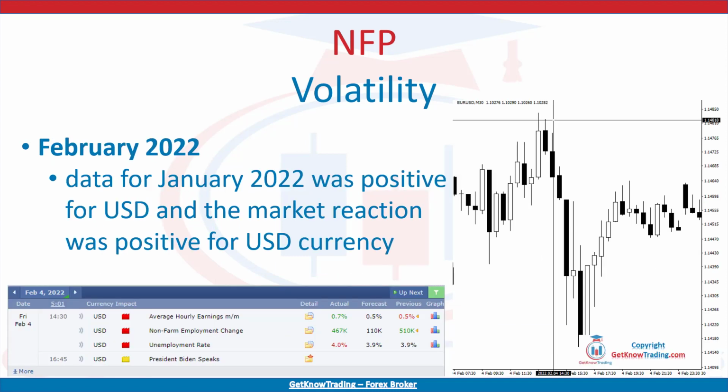In February 2022, we had NFP data for January 2022, which was positive for US dollar, and the market reaction was positive for the US dollar currency. If you check volatility before NFP was released, you can see that the candle's body was smaller than candles after the NFP data was published. That means the traders did not trade before NFP, but they wanted to wait for the data and then enter into the trade.